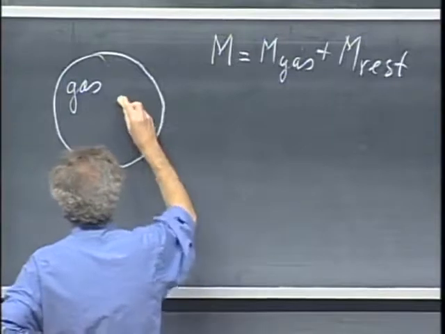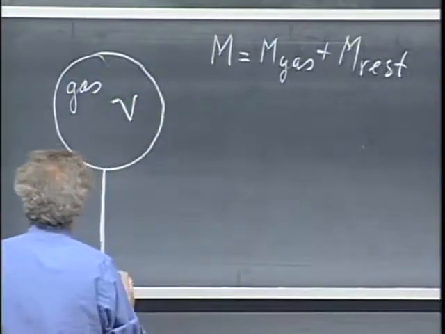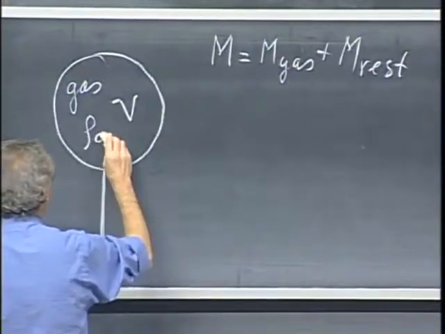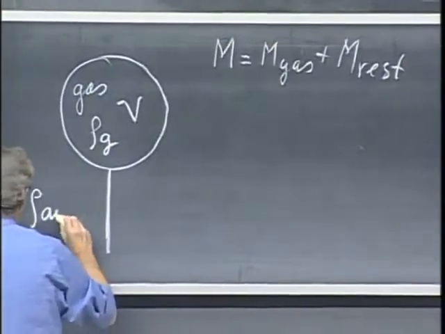It has a certain volume V, and so there is a certain rho of the gas inside, and there is rho of air outside.